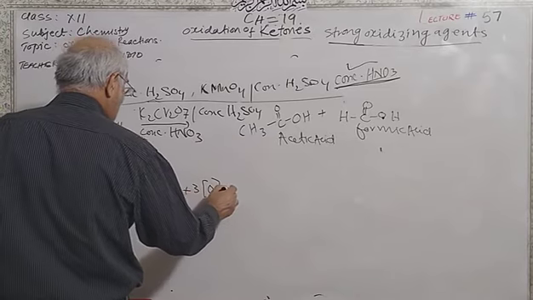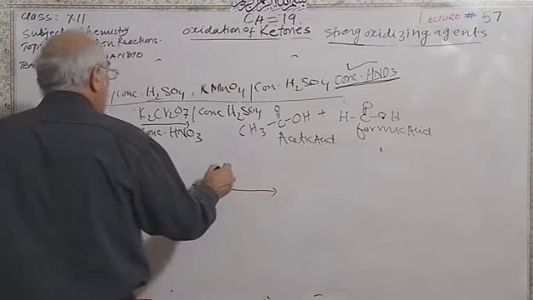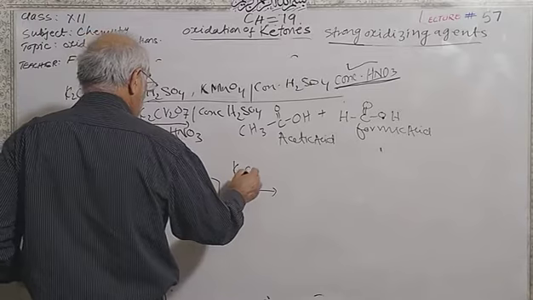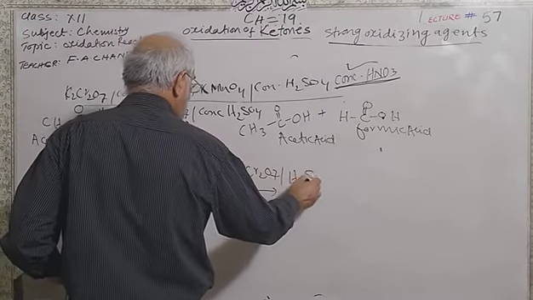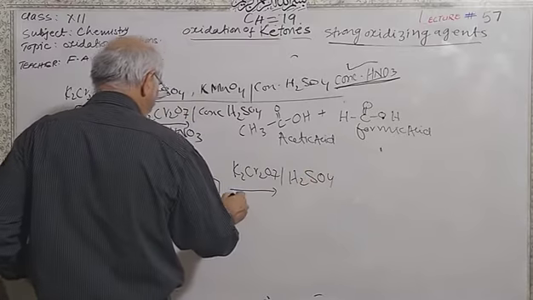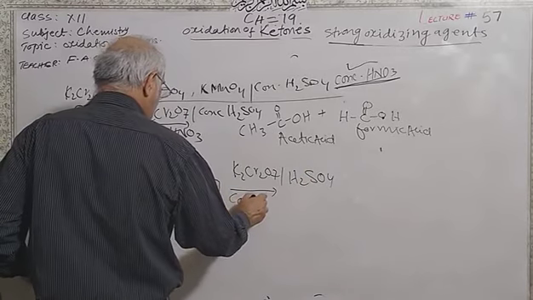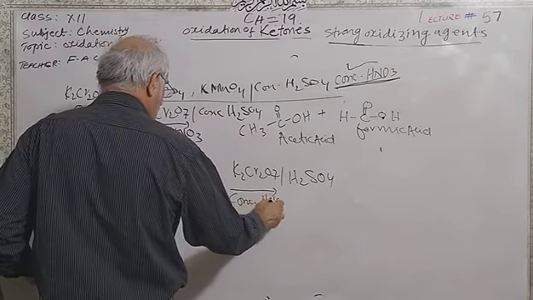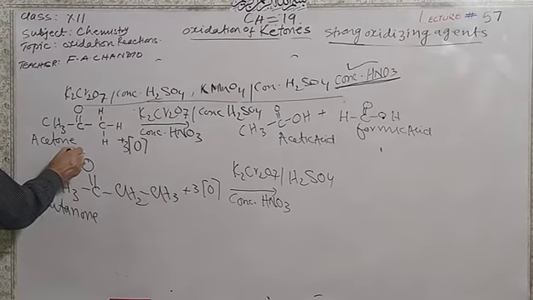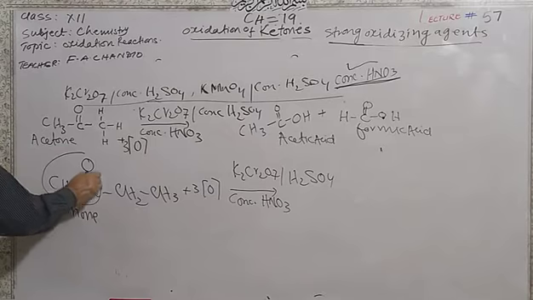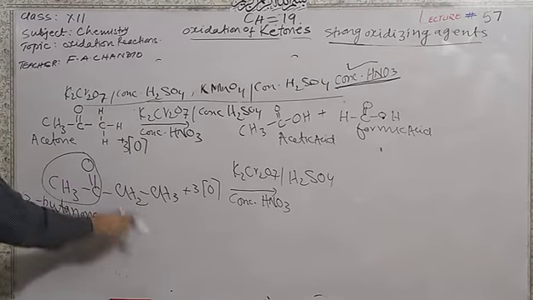So these are the nascent oxygens in presence of potassium dichromate, sulfuric acid, concentrated nitric acid, strong oxidizing agents. So this is going to be separated: CH3, C double bond O.